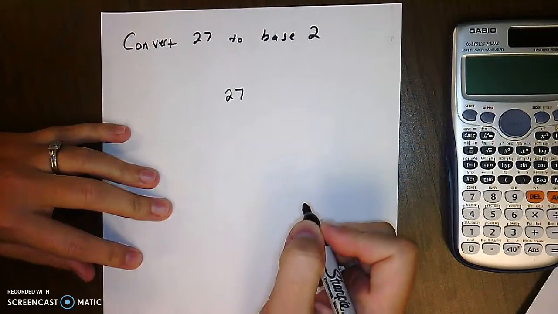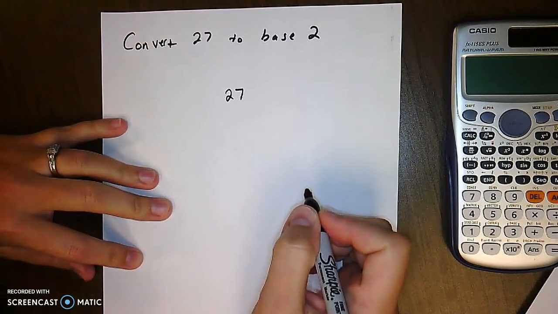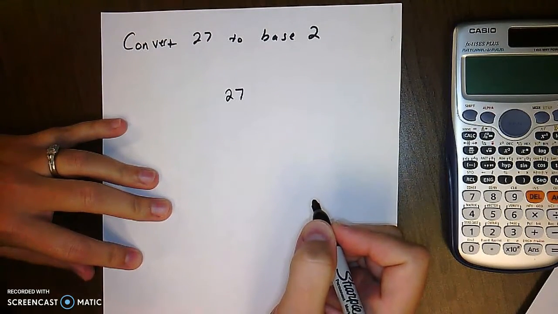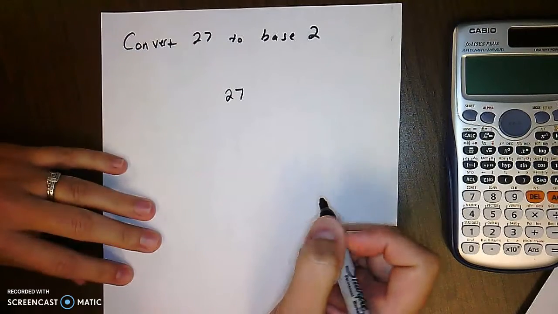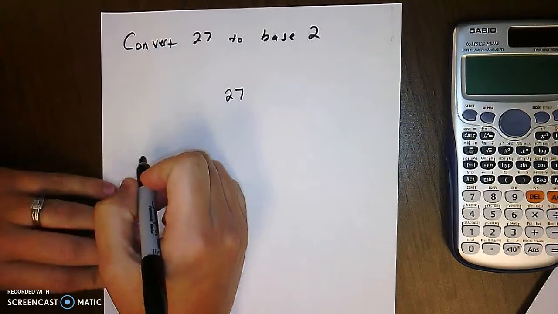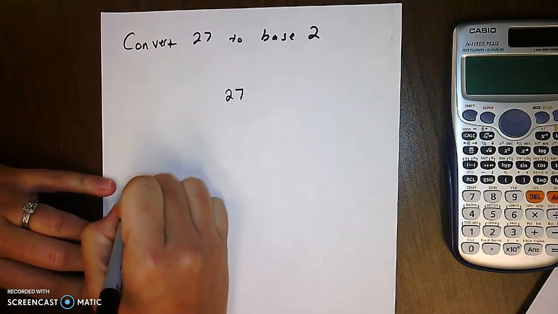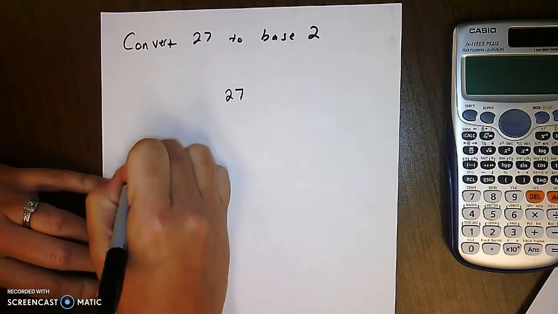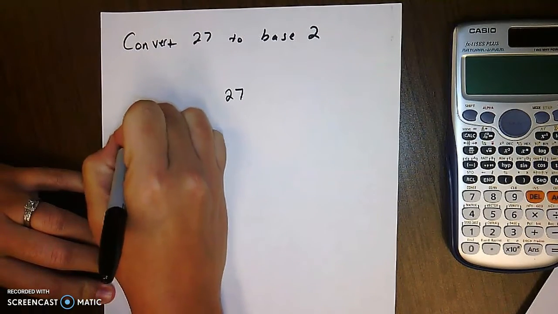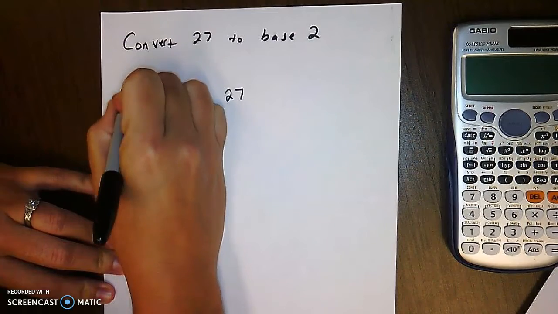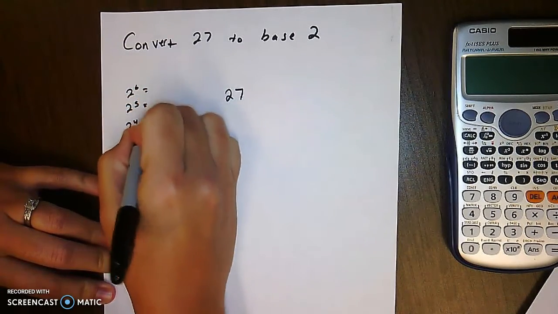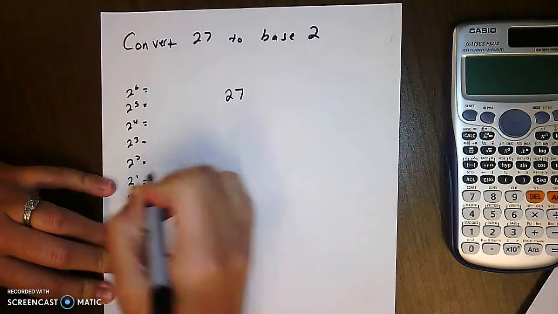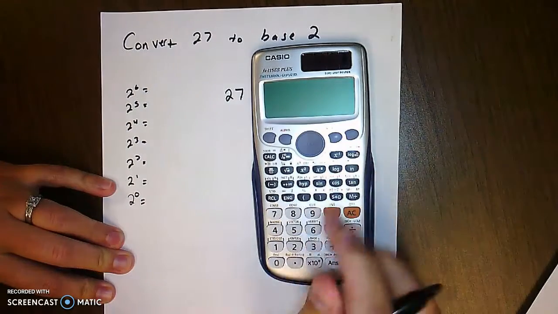Okay, so here we are asked to convert 27 to base 2. Let's write out some powers of 2 first. If we've got 2 to the 0, we'll look at 2 to the first, 2 squared, 2 to the third, 2 to the fourth, 2 to the fifth, 2 to the sixth. Okay, so let's see what these come out to be.